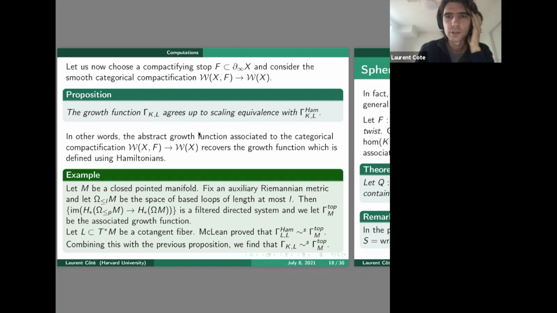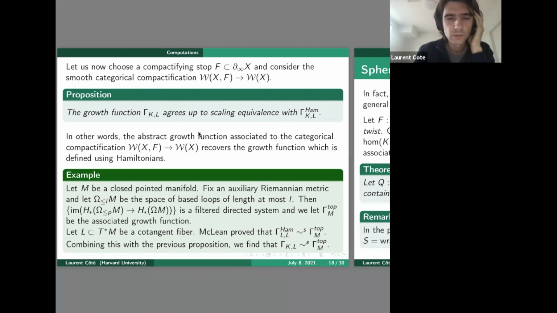growth functions, which I was calling gamma ham, to growth functions coming from the smooth categorical compactification. And the proposition is that if you choose a compactifying stop of your Liouville manifold, and you consider the associated smooth categorical compactification, then the growth function that you get actually agrees up to scaling equivalence with the growth function which comes from the Hamiltonian. So somehow the invariant gamma ham was the one studied by various authors previously, and which is a well understood invariant in symplectic topology, and it turns out that it's the same as this purely abstract categorical growth function.